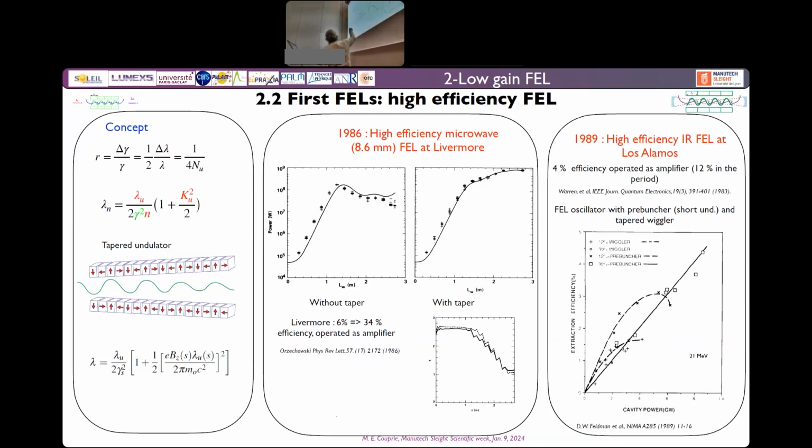I recall to you that the deflection parameter is proportional to the peak field and the period. So a simple way, if you have a permanent magnet undulator, is to put an angle between the arrays of magnets, and then we can change the field. This has been used for the infrared FEL at Livermore, and you see that larger peak powers could be obtained with a taper, and also with a Los Alamos free electron laser, where they could get 4% efficiency.